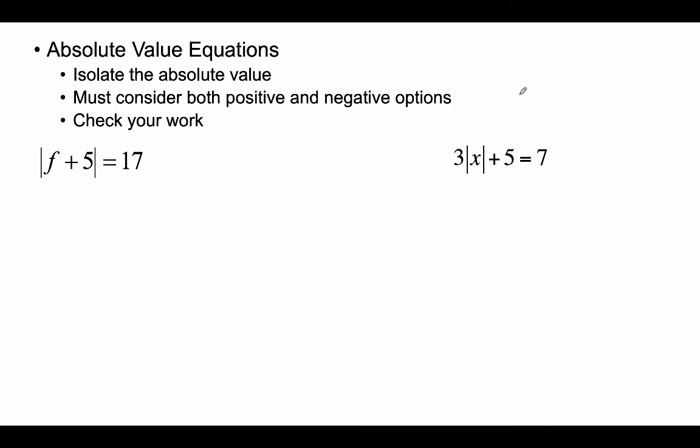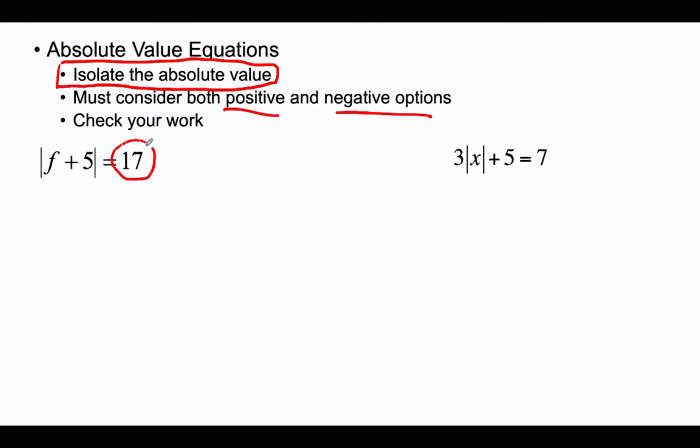Okay, big stuff here. Absolute value equation. Step 1, get the absolute value by itself, to isolate it. Step 2, you must consider both a positive and negative options.